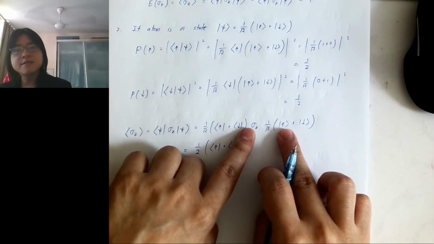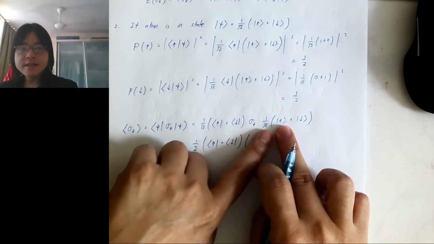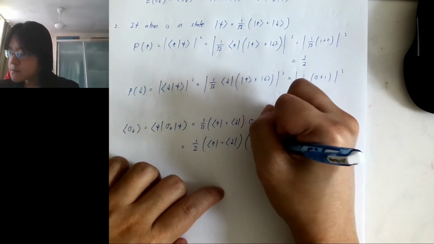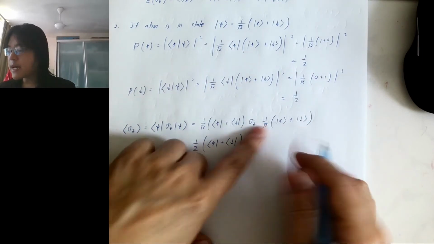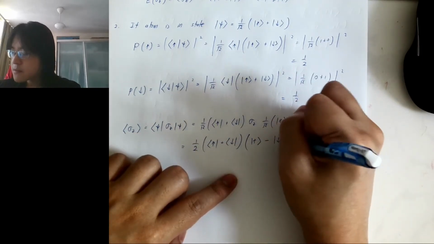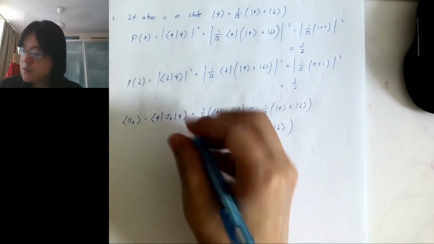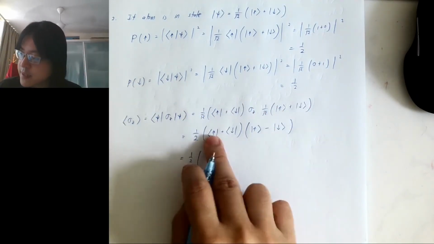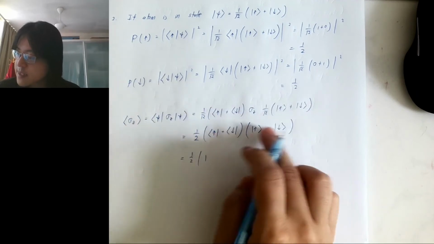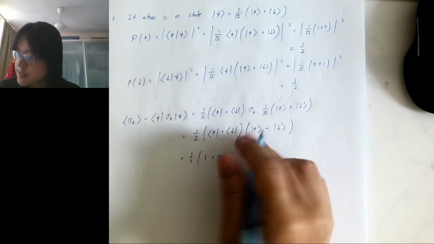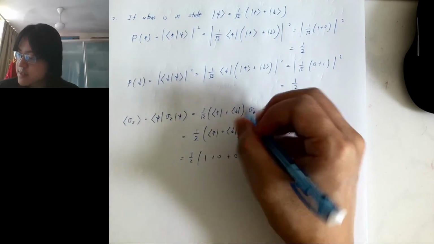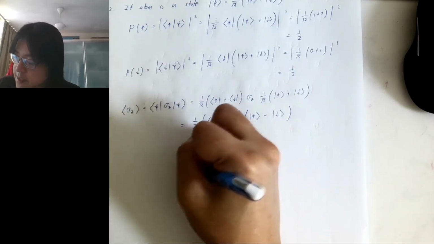The eigenvalue is important, right? This eigenvalue is plus 1. This eigenvalue is minus 1. Okay, so now let's see what happens. This times this is 1. This times this is 0. This times this is 0. This times this is minus 1. So the expectation value is 0.